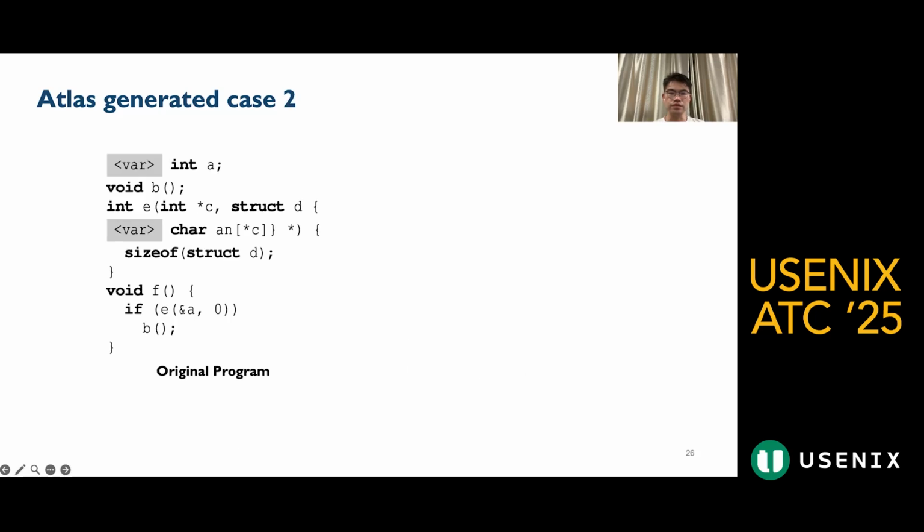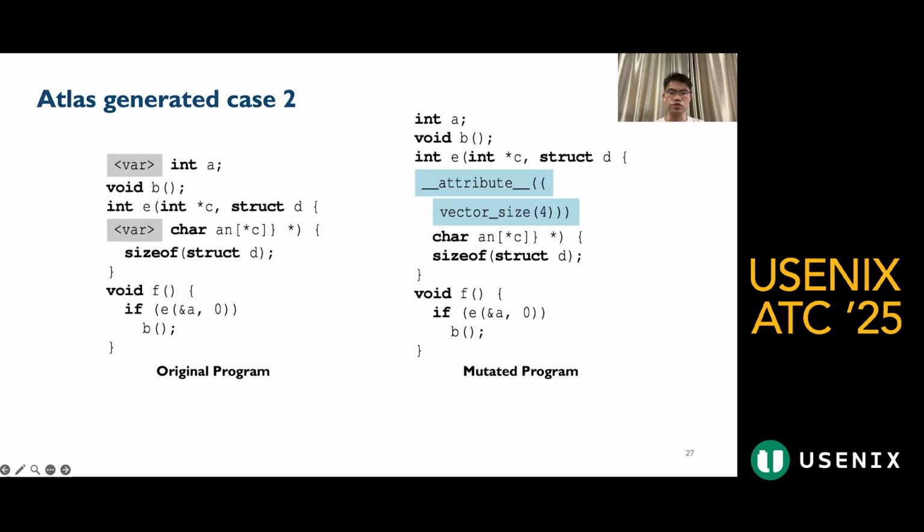As for variable attributes, after obtaining the location information for variable definitions, Atlas marks all positions in the program where variable attributes can be inserted. These are shown as gray in the code. Atlas then randomly selects one or more of these positions for attribute insertion. When adding attributes, Atlas considers the type of each variable to choose suitable variable attributes. The right side of the slide shows the code after insertion, with the newly added variable attributes highlighted in blue.